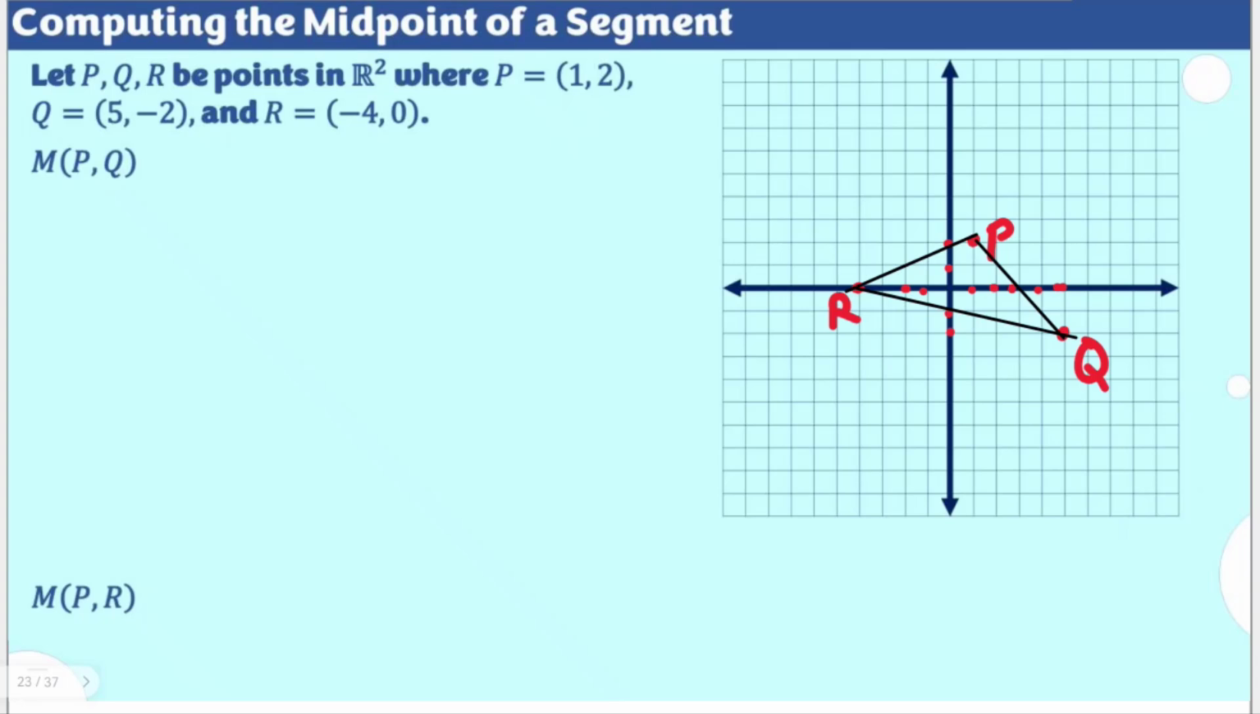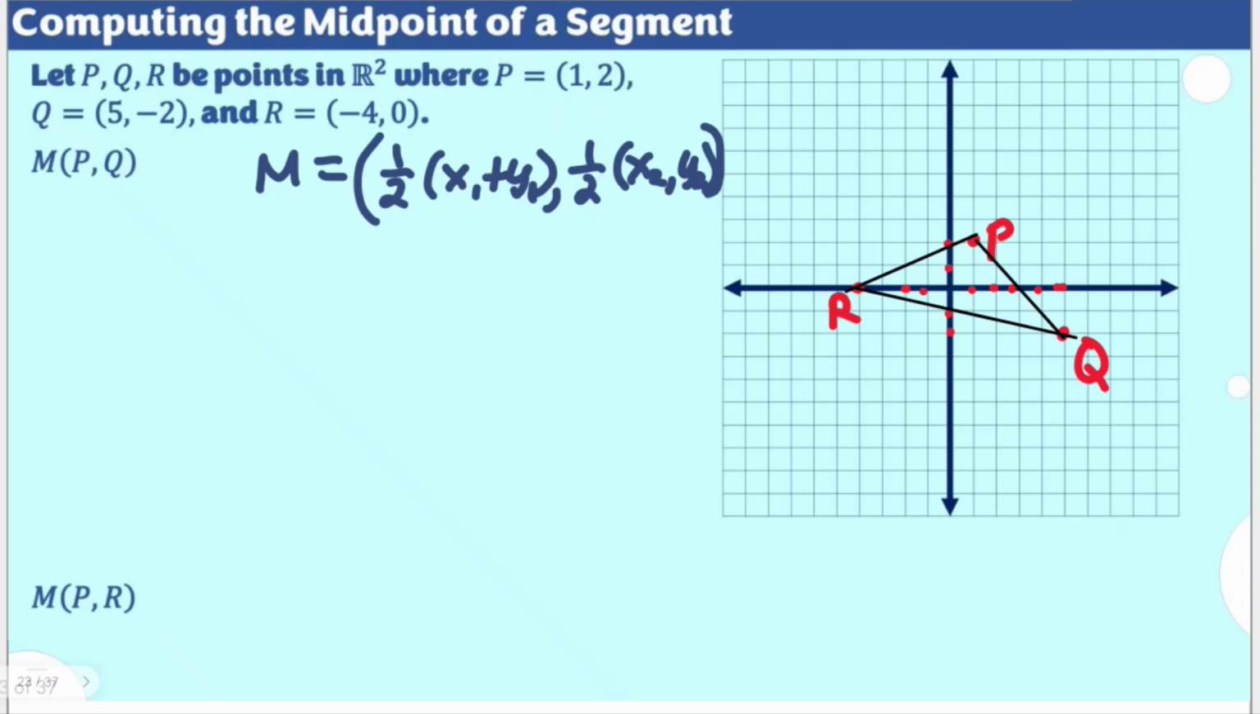So this is equal to half of the sum of their components. Let me rewrite here the formula. Of course, you will have 1/2 the sum of the first components, and then 1/2 the sum of your second components. So just like that, first components, second components. So let's try to solve for the midpoint. I'm just writing it in this notation, but this may not be true for all.